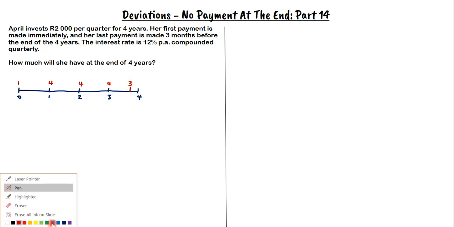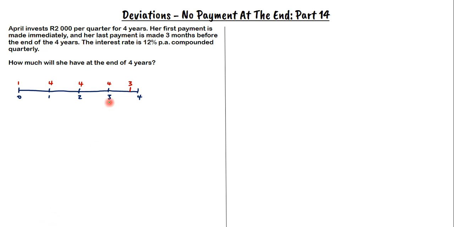Then here, there's this gap that she left, which means there was no payment at the end. So this is where we have our gap. In order for us to get this, we need to explain what happens when we have that gap. First, we need to calculate our future value and see how much it is up until there. Then from there, we're going to discuss that one.